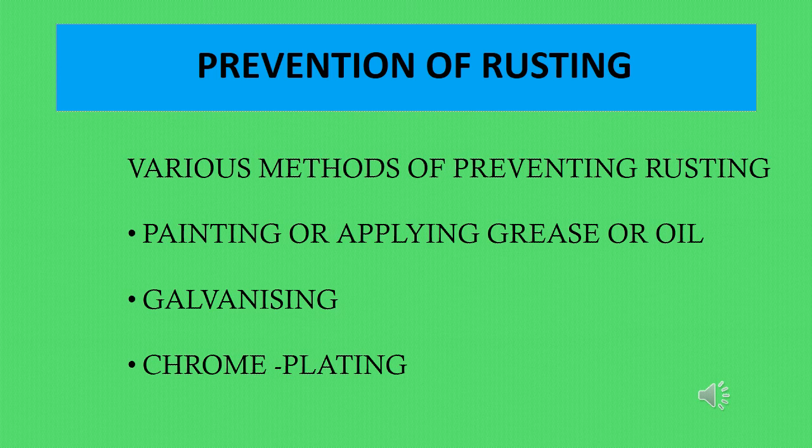Galvanization is the process of depositing a layer of zinc on iron. Iron pipes used at home to carry water are galvanized. The process of coating iron with a layer of chrome is known as chrome plating. Taps, bicycle handles, and car bumpers are usually chrome plated. Chrome plating and galvanization make iron resistant to the action of air and water.